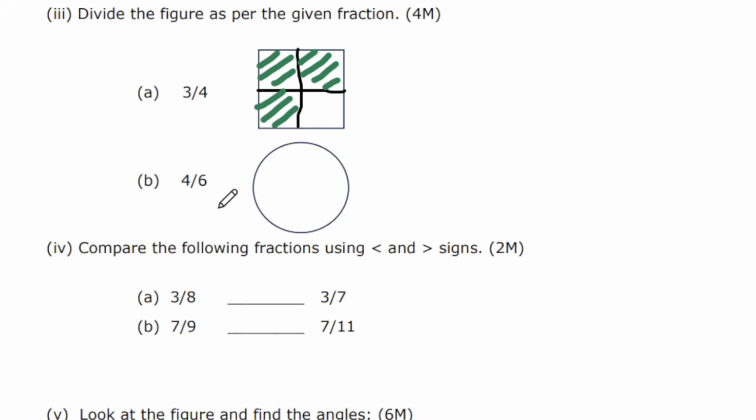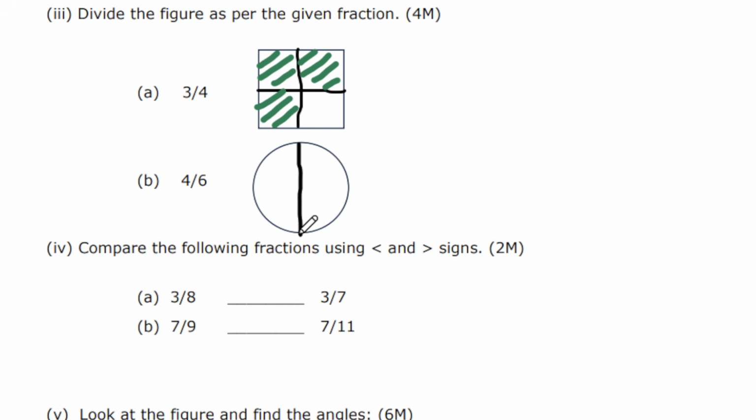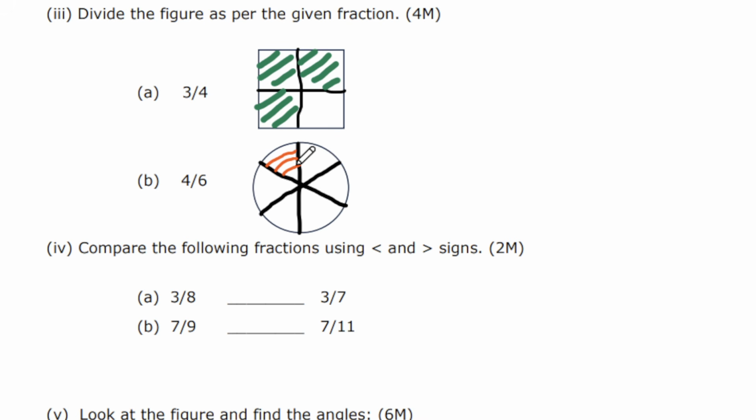Okay. So next you have 4 by 6. In this picture you have to divide the parts into 6 parts. So put a straight line. Always use a scale to do this, students. Then only you can divide it equally. Okay, 4 by 6, you need to shade 4 of the 6 parts. So first part, second part, third part, fourth. Okay, 4 parts are shaded out of 6 parts. So this is 4 by 6 and this is 3 by 4.